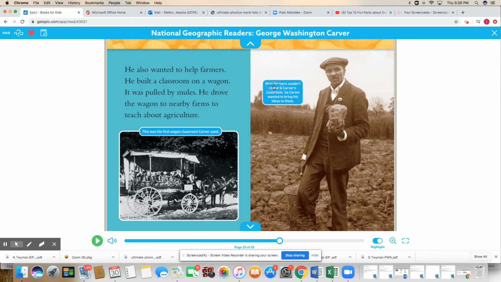And we see the caption supports this. Most farmers couldn't come to Carver's classroom, right? Because he was far away, they had to spend their days working in their fields, but he didn't let that stop him. Carver wanted to bring his ideas to them. He was really committed and passionate about improving the world around him.